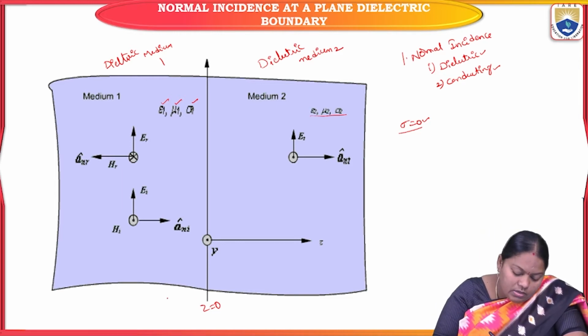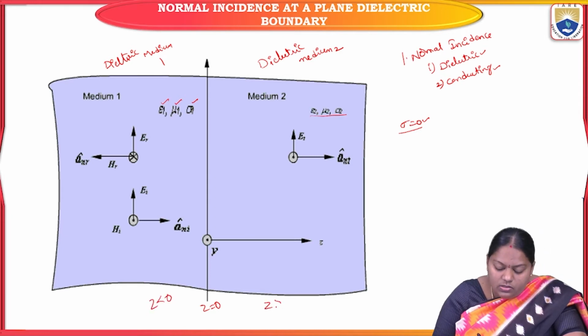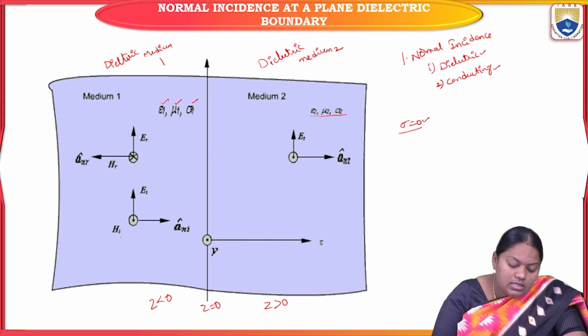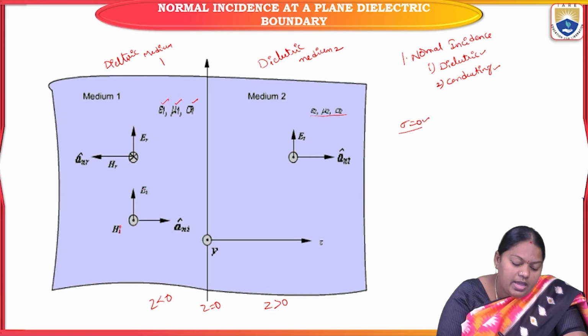So below z equal to 0, which means z is less than 0, we have medium 1, and above z equal to 0, which means z is greater than or equal to 0, we have medium 2. If you observe in this particular medium 1, we have two waves. One is the incident wave, which is represented with HI and EI, and the unit direction is represented with ANI.